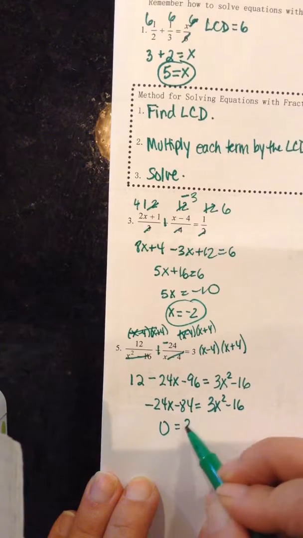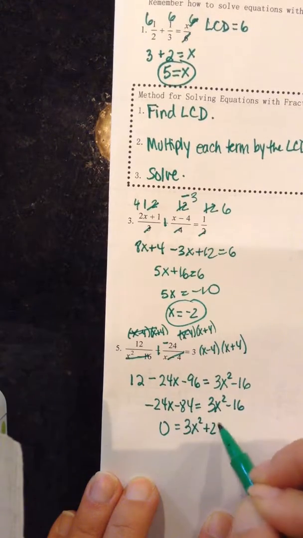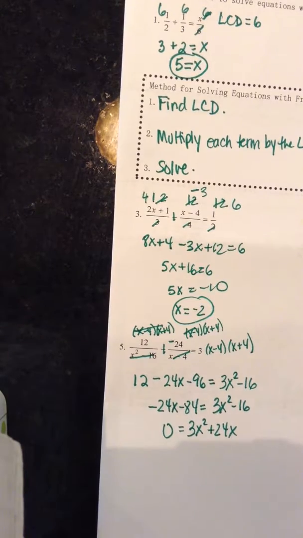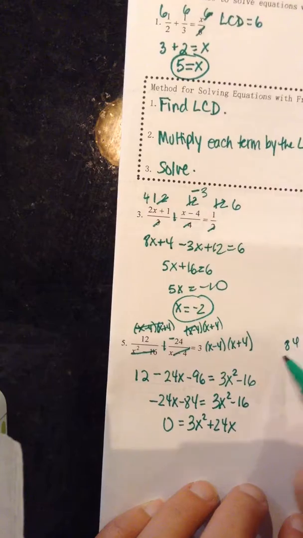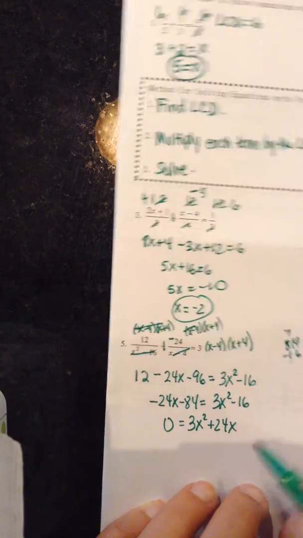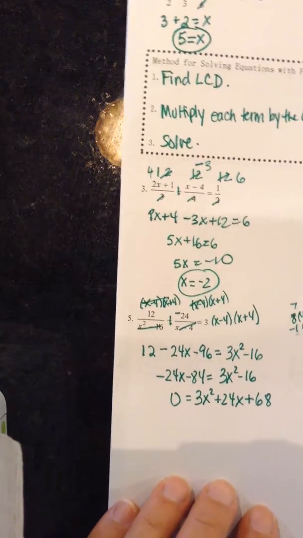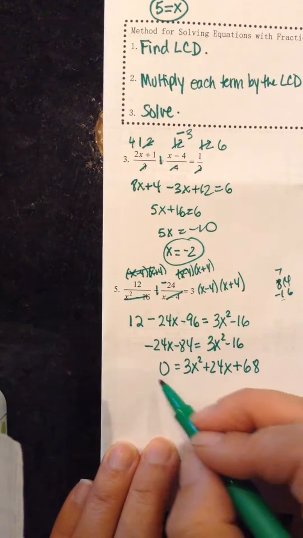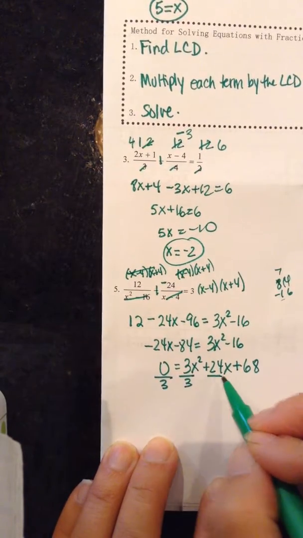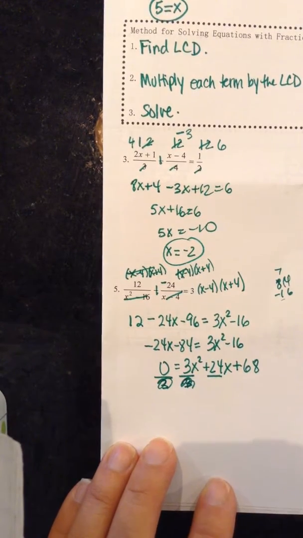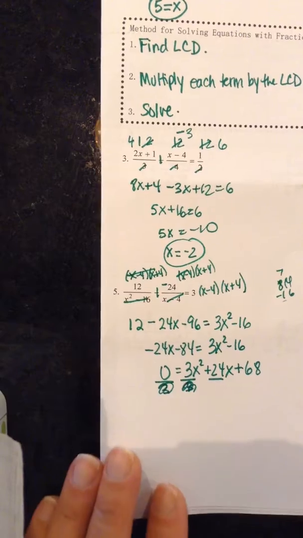So 0 equals 3x squared plus 24x, 84 minus 16, so 84 minus 16, let's see, is 68. Now we can divide everything by 3 here, again because it's an equation. Oh no, we can't, right? I guess we have to factor that then. That's not going to be fun.